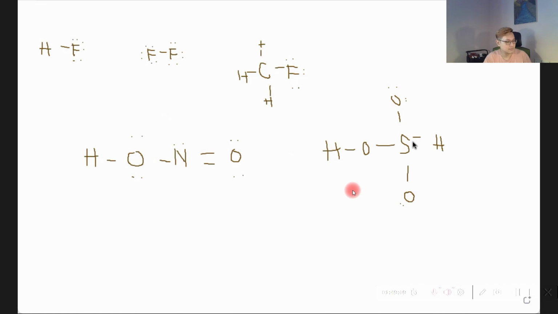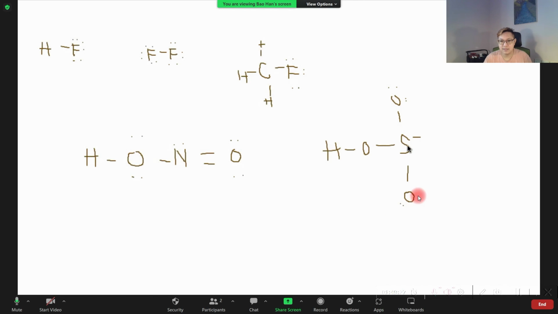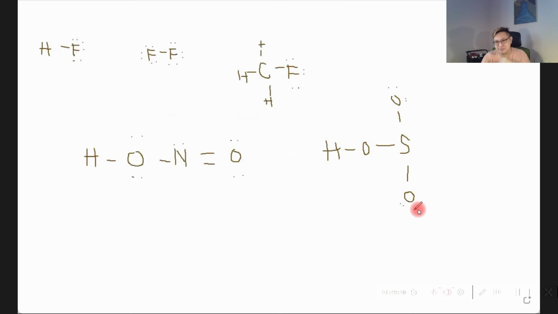H2SO3. This should be... You mean the H cannot be here, right? No, it has to be connected to one of the O that remains. Okay, how about writing an H at the oxygen down there? You mean here? No, bottom. Oxygen at the bottom. Yeah. Okay, one H there. One more. Correct.